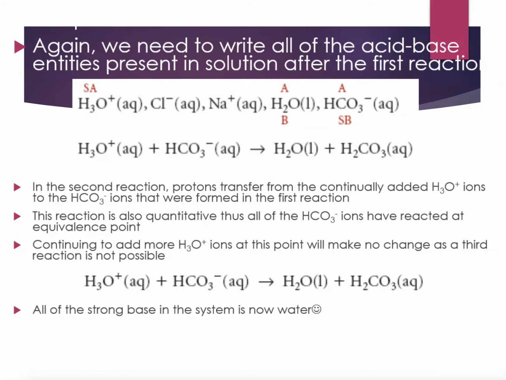These are the entities that are present after the first equivalence point. Hydrogen carbonate ions are reacting with the hydronium ions now to produce carbonic acid. At the second equivalence point, all of the hydrogen carbonate ions will have reacted. As we add more hydronium ions after the second equivalence point, the impact on the pH will be reduced because the curve will be in its buffering region.